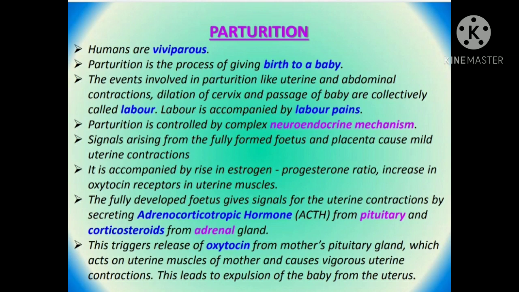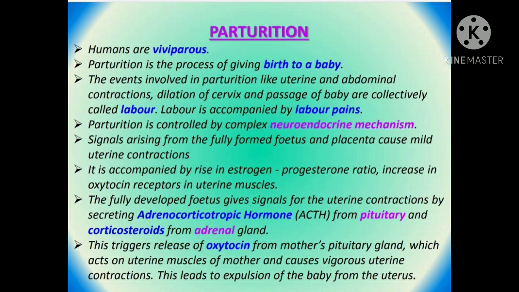They cause vigorous contraction of the myometrium of the uterus at the end of pregnancy. A very vigorous contraction of the myometrium of the uterus at the end of the pregnancy. The fully developed fetus gives signals for the uterine contraction by secreting adrenocorticotropic hormone, which is also called ACTH.